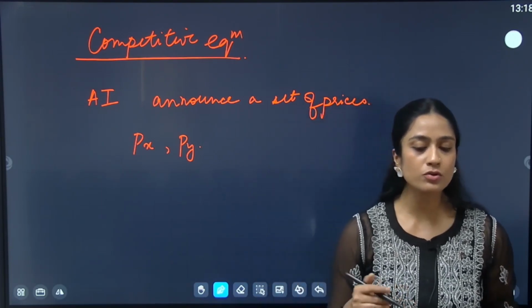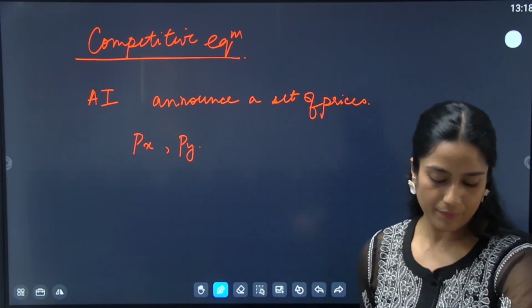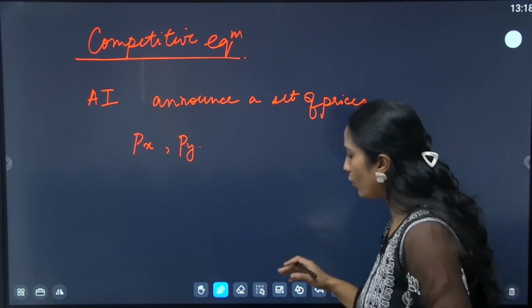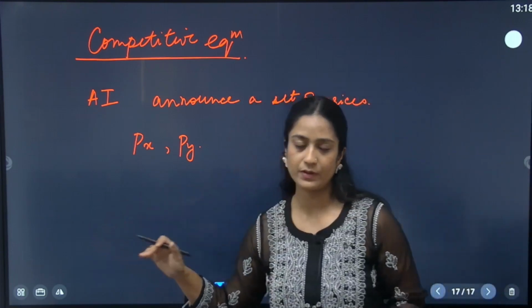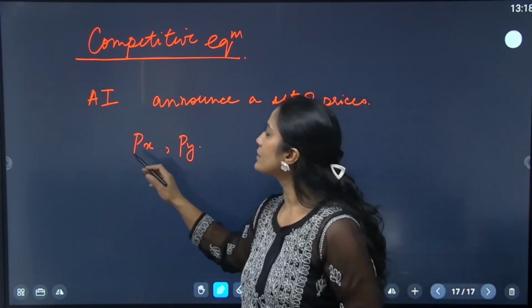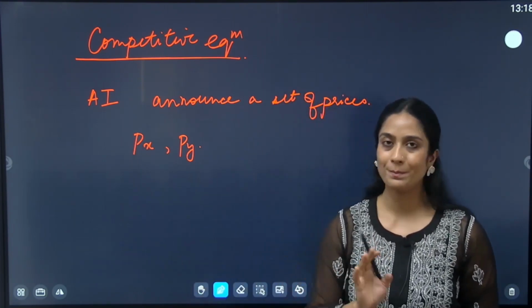Okay? So now what happens is, before we go ahead in discussing the budget constraint and everything, you have to note that this is an economy without money. कोई पैसे नहीं है इसमें.